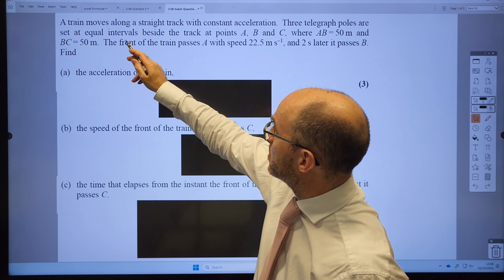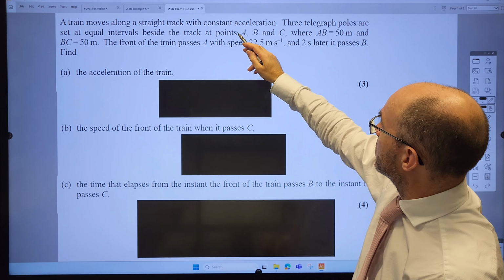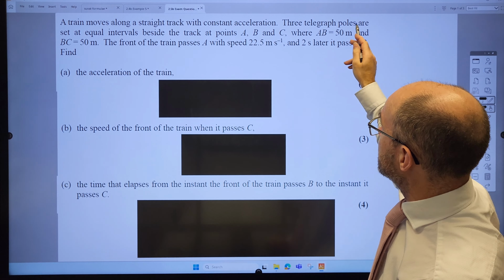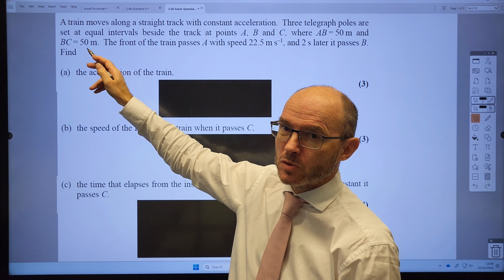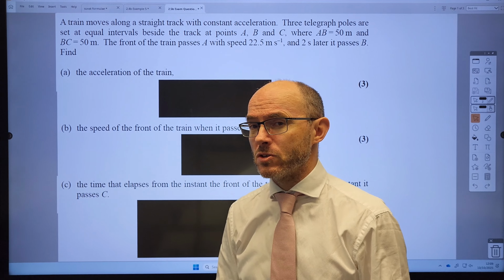A train moves along a straight track, so horizontal motion, of course, with constant acceleration. Three telegraph poles are set at equal intervals beside the track at points A, B and C, where AB is 50 metres and BC also 50 metres. Doesn't matter, they're the same distance. It's easily done whether they're different or the same. The front of the train passes A with speed 22.5 metres per second, and 2 seconds later it passes B. Find the acceleration of the train.